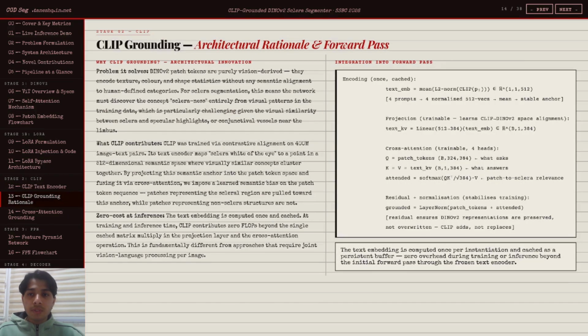Here's the problem this solves. Dino V2's patch tokens describe what's visually in each patch, but they have no concept of what a sclera is. They might describe texture and color accurately, but they don't know what the white region they're describing is semantically meaningful as a biometric structure. CLIP does know, so we inject that knowledge, the semantic anchor from the text encoder, directly into the patch token sequence. Before any spatial decoding happens, every downstream computation then operates on features that are already biased towards sclera relevant information. And since we compute the text embedding once and cache it, this adds 0 cost per image.